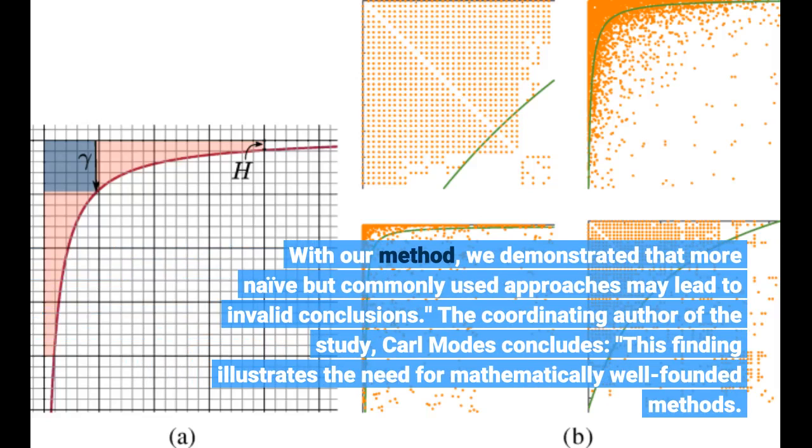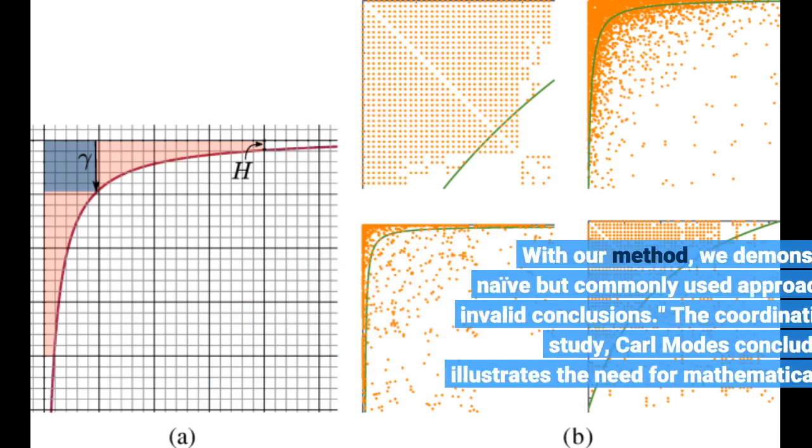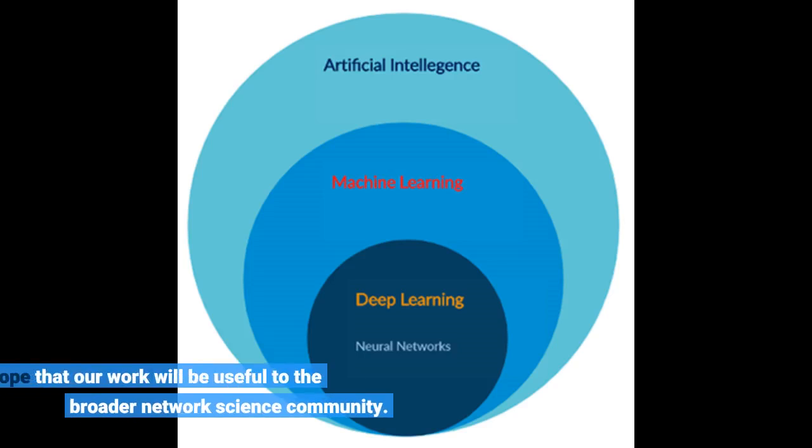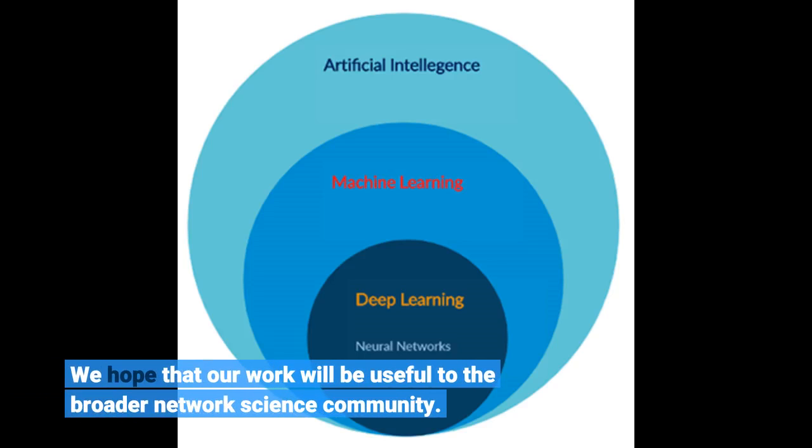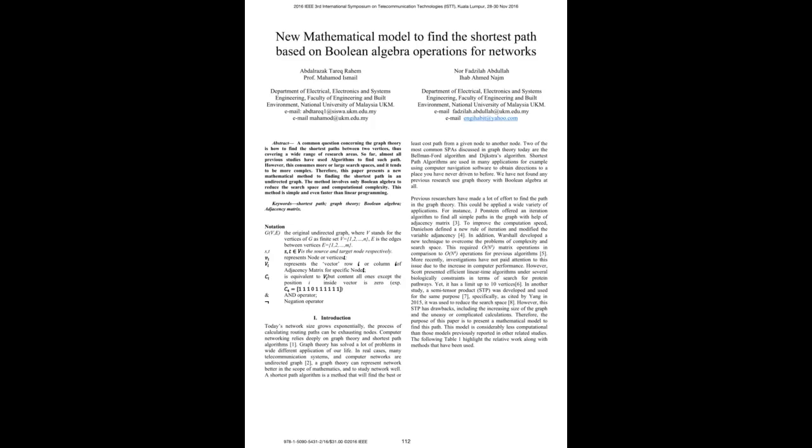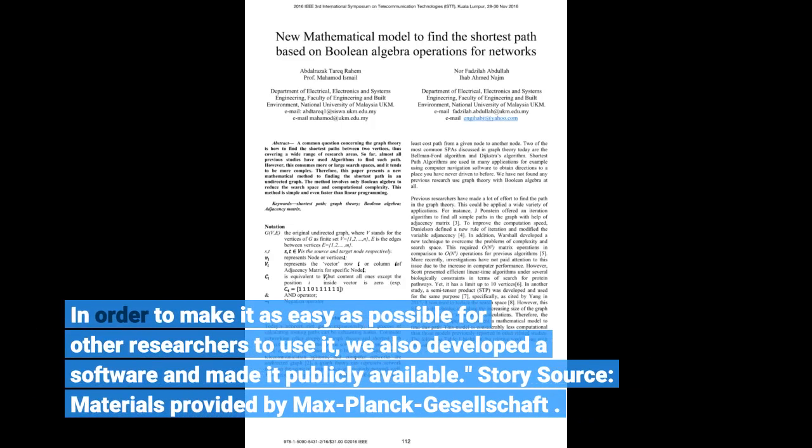The coordinating author of the study, Carl Modes, concludes, "This finding illustrates the need for mathematically well-founded methods. We hope that our work will be useful to the broader network science community." In order to make it as easy as possible for other researchers to use it, we also developed a software and made it publicly available.